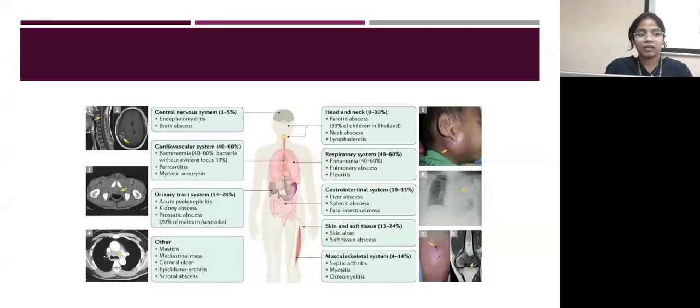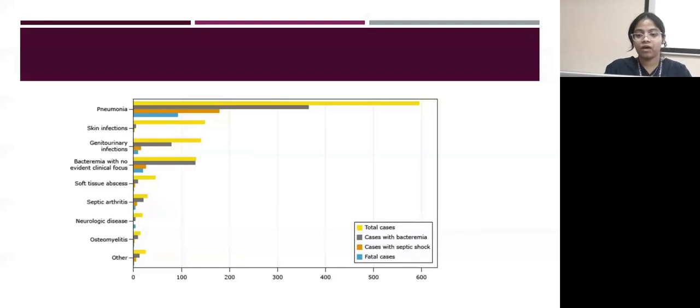So as you can see, melioidosis has a wide spectrum of involvement. It can involve the head and neck, respiratory system, cardiovascular system, genital system, musculoskeletal system, out of which the most common one is the respiratory system, where it can cause pneumonia and later can cause lung abscess. And you can also see here in the graph that the most common cause is pneumonia, but we can also see other cases.